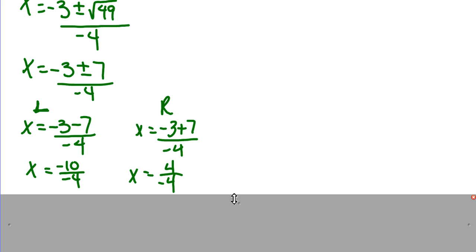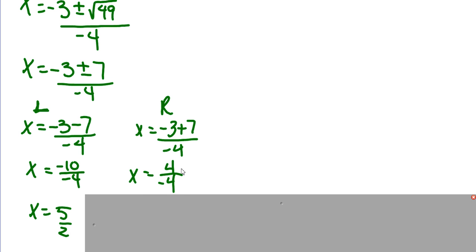You keep asking yourself, is your ratio simplified? Well, on the left, negative divided by negative, that should be a positive. And 10 and 4 have a greatest common factor of 2 to divide out. So what would we be left with? 5 halves.